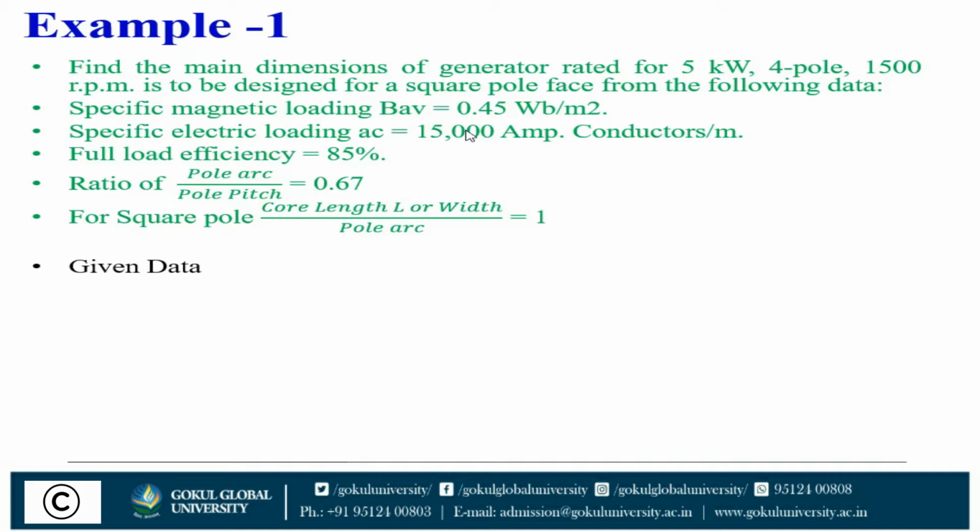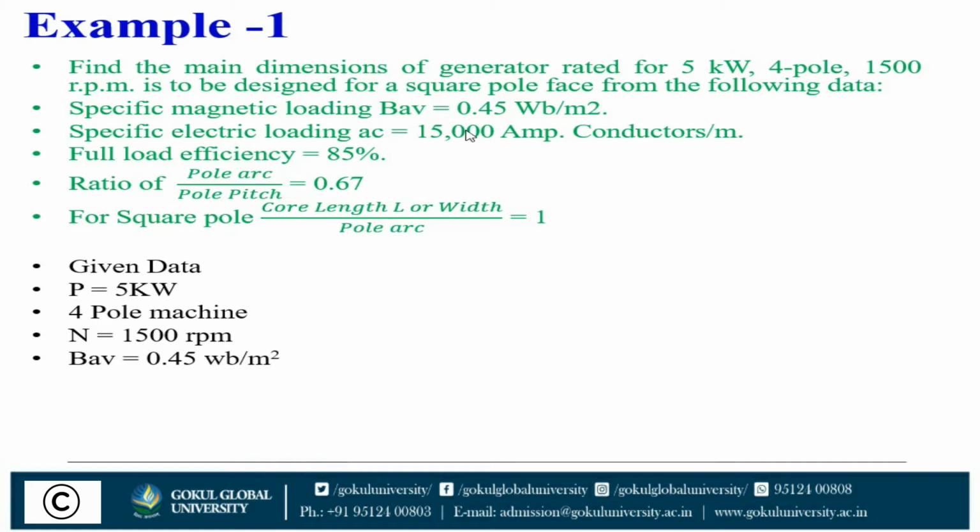First we have to compute the given data. आपके पास जो भी डेटा है न्यूमेरिकल्स में वो एक साइड में ले लो, कौन कौन से डेटा आपके पास अवेलेबल है और क्या फाइंड करना है. तो चलिए लेट्स स्टार्ट. First given data: P is equal to 5 kilowatt, the power of the generator. 4 pole machine, the number of poles in your DC generator is 4, and speed is equal to 1500 RPM.